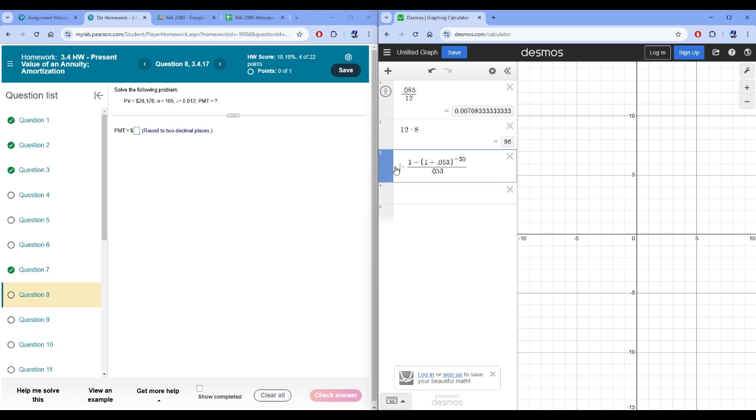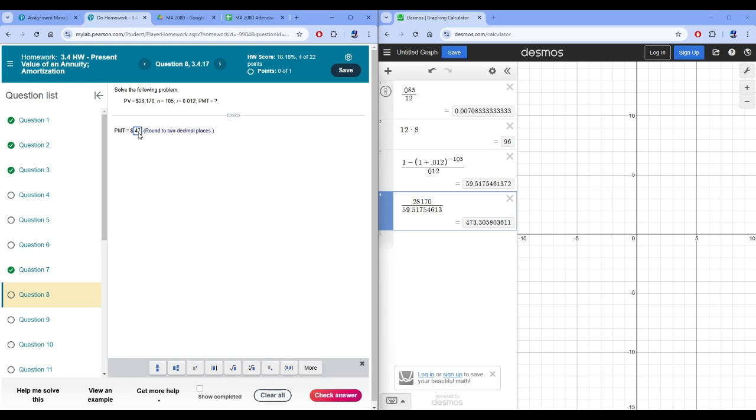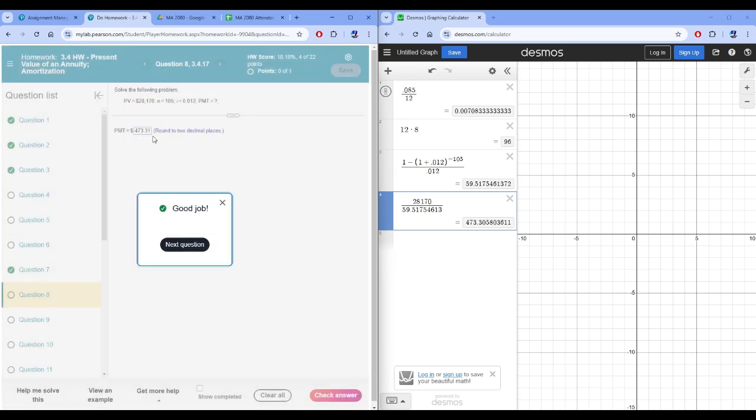So I'm going to show you guys how I do this. You just fill in everything. So that'd be 105 because this is just going to give you a number. My I is 0.12. Down here is 0.12. I have all that. That gives me that. And now if I take my present value divided by 59.51754613, my payment should have been $473.31.